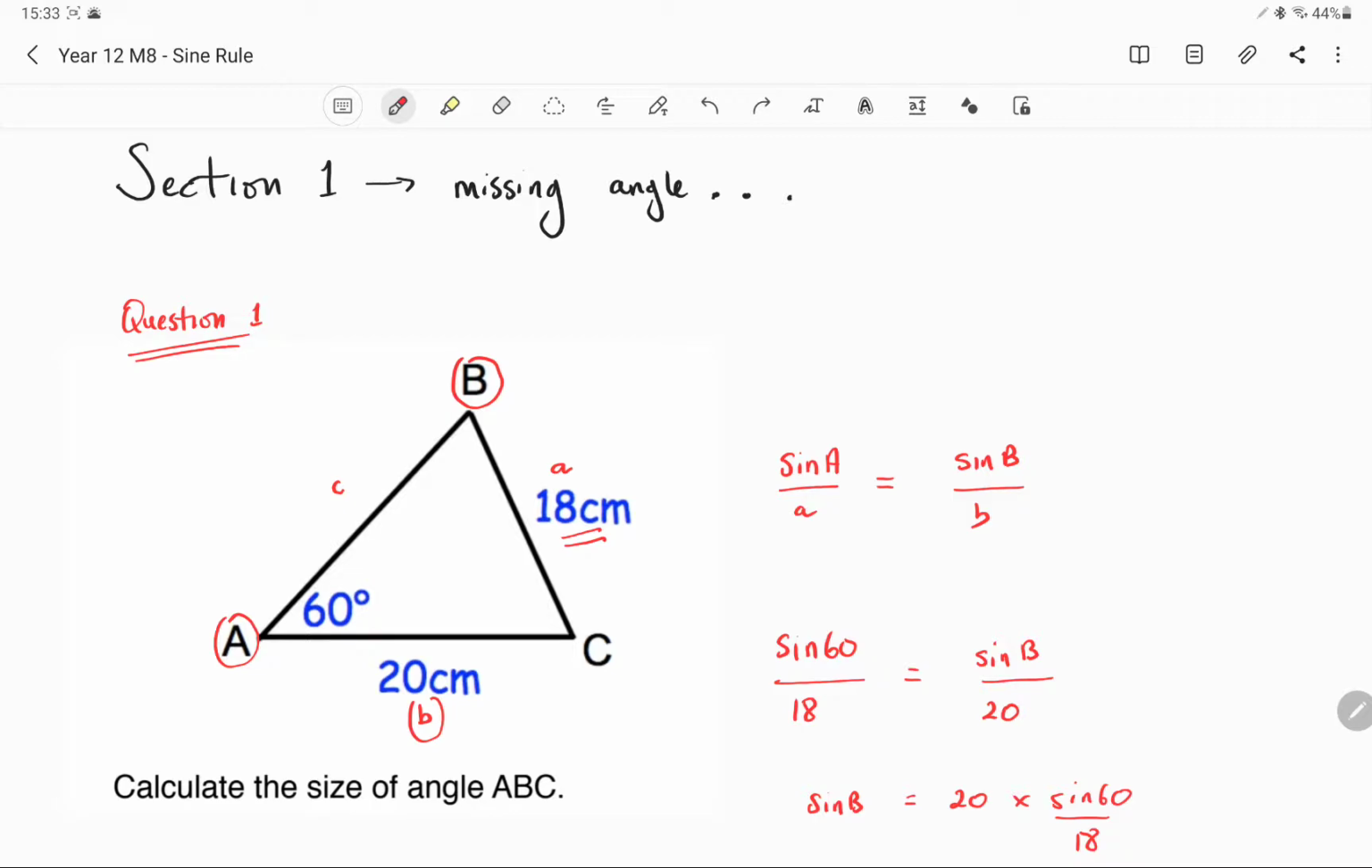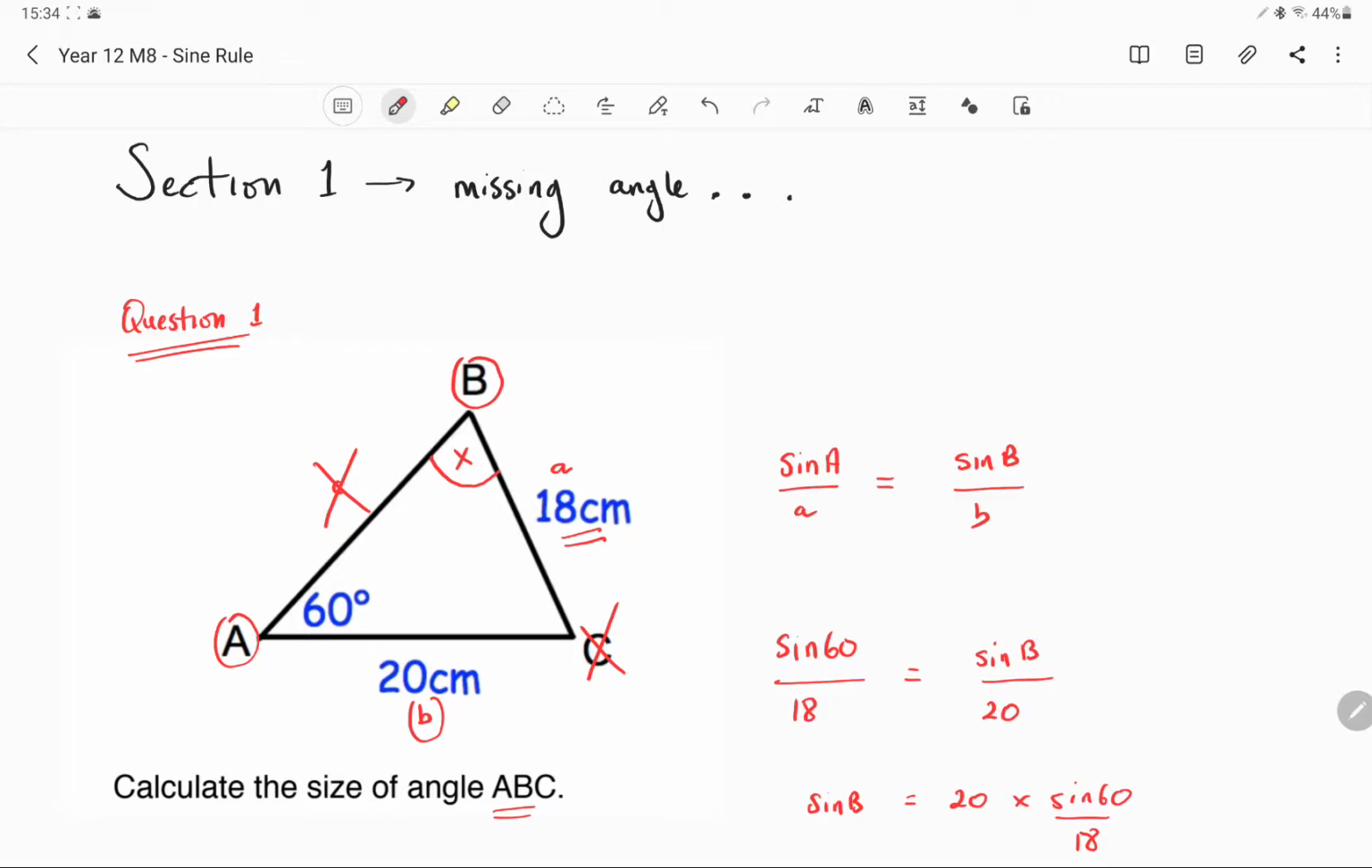Now this particular question is asking us for the size of angle ABC. We are looking for this angle. So we can call it X, we can call it whatever we want. But just notice that for this question, we're not concerning ourselves with either angle C or side C.